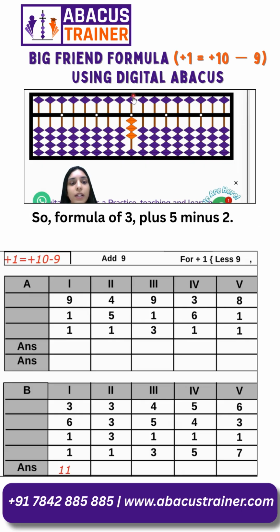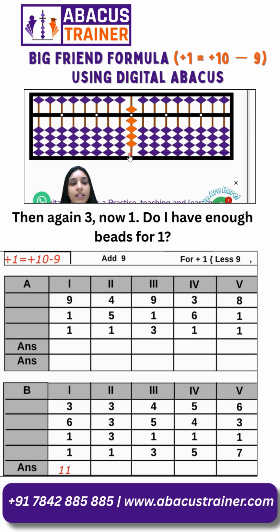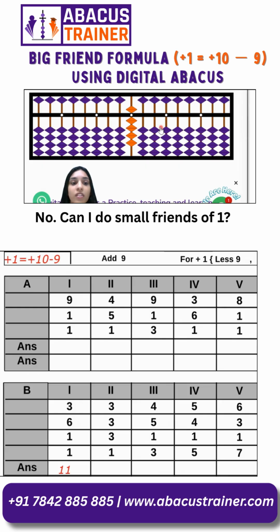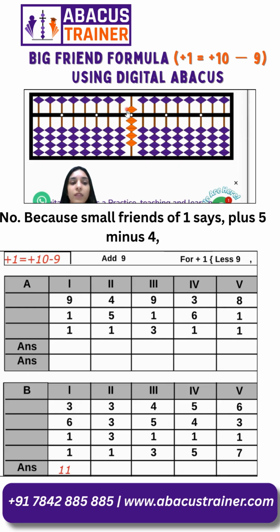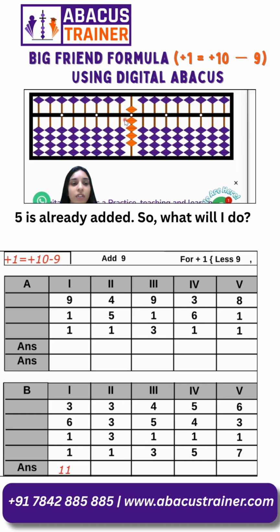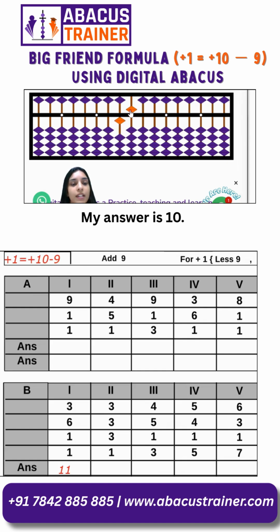So the formula of 3 is plus 5 minus 2. Then again 3. Now 1. Do I have enough beats for 1? No. Can I do small friends of 1? No. Because small friends of 1 says plus 5 minus 4. 5 is already added. So what will I do? Big friends of 1, that is plus 10 minus 9. My answer is 10.